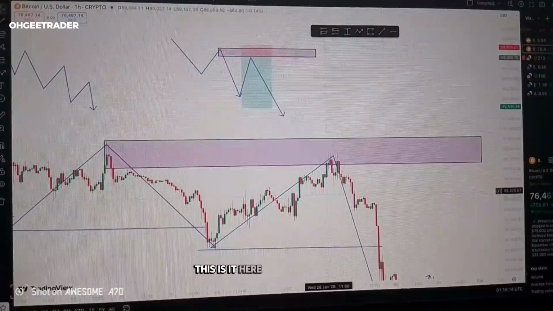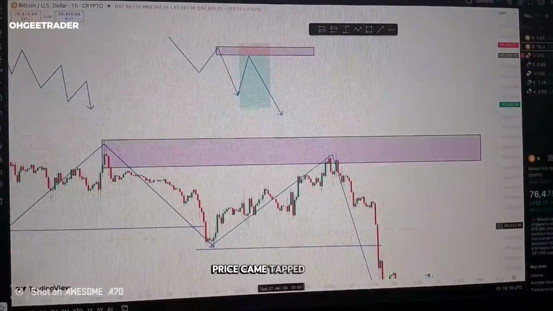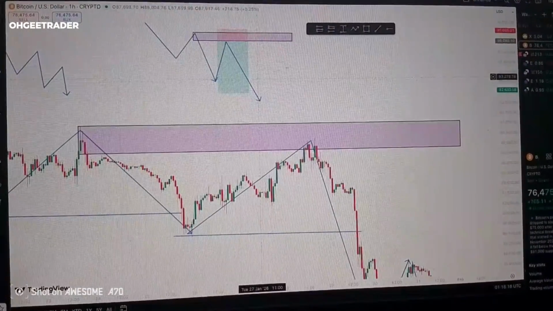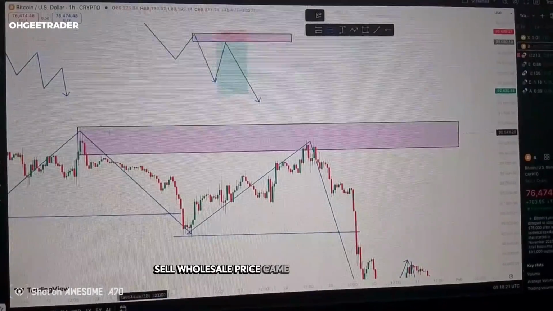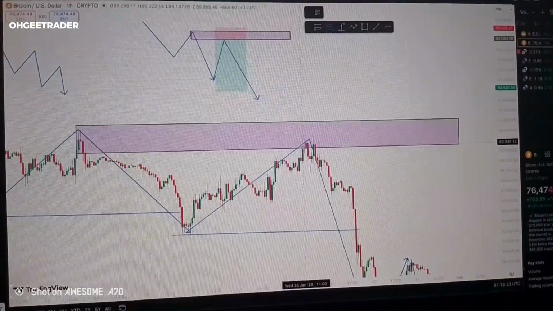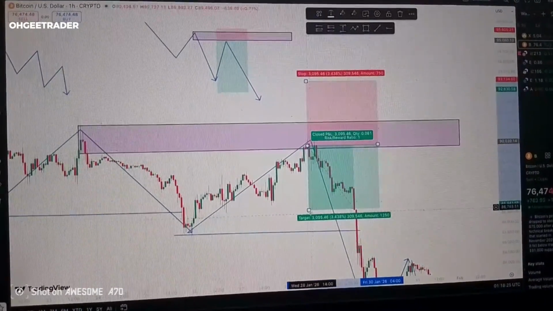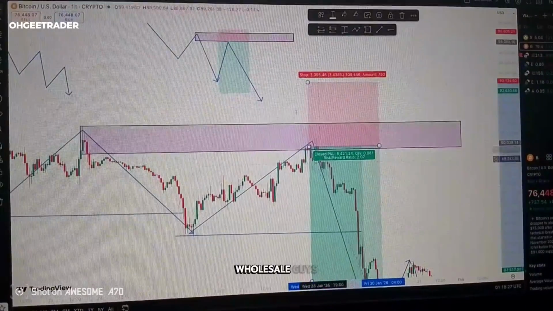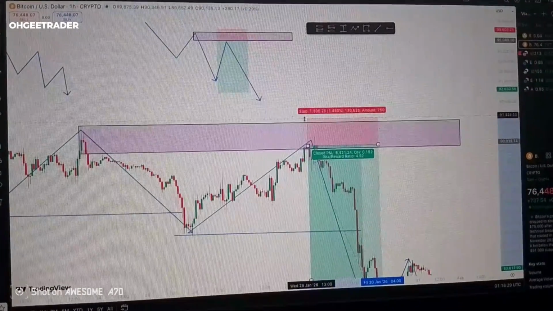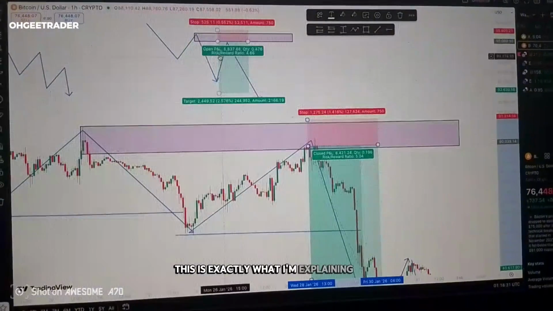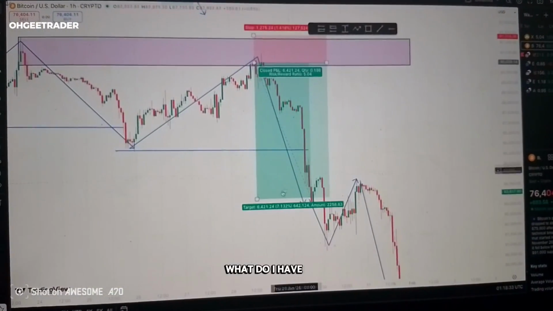This is here, guys. Price came, tapped into it, and what do we have here? Sell, wholesale. Price came, tapped into this zone. What do we have here? Wholesale, guys. This is exactly what I'm explaining here.